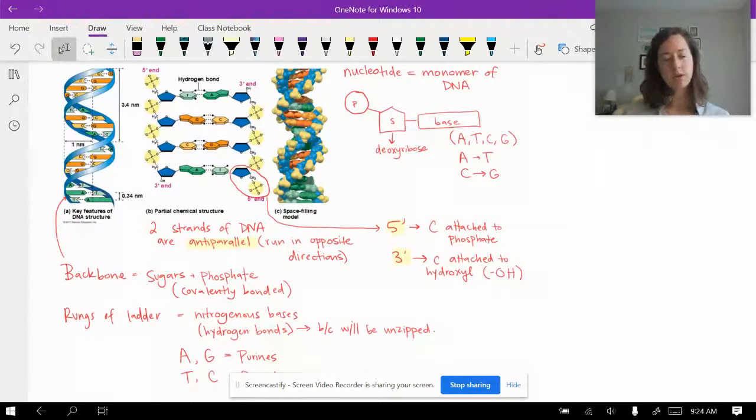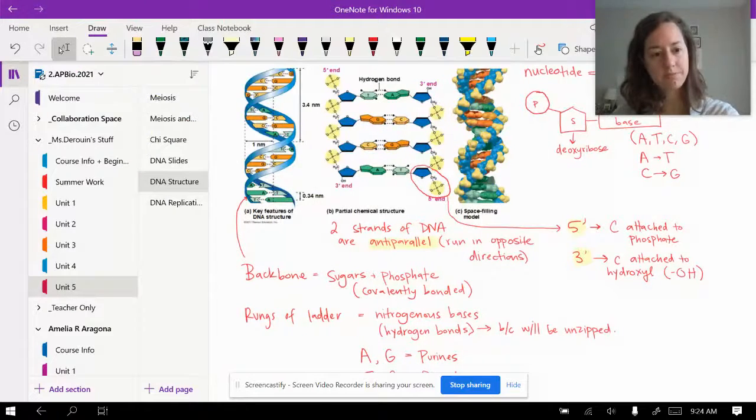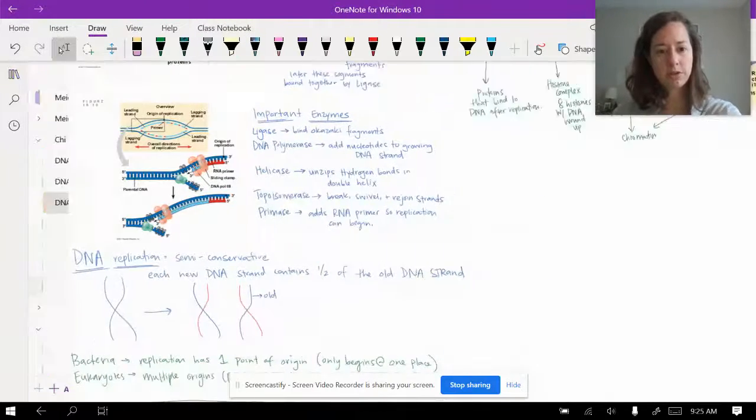Okay. Now let's talk about how DNA replicates. This page is also in my OneNote.